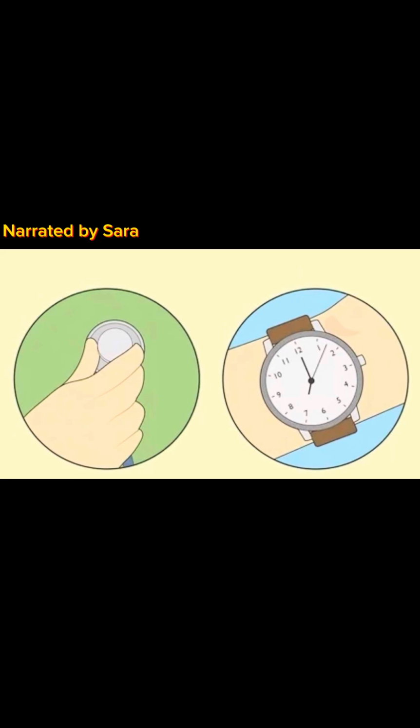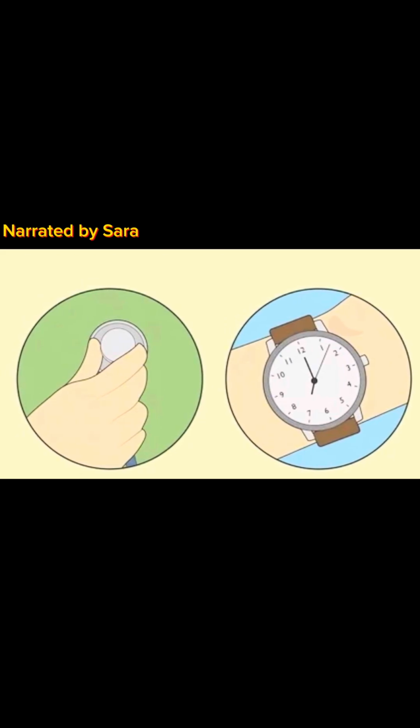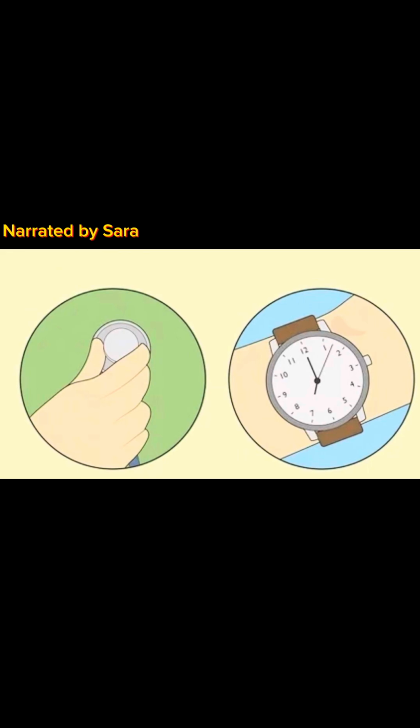Now, before I continue, what do you think is a normal resting heart rate? Well, a normal resting heart rate for adults is between 60 and 100 beats per minute.